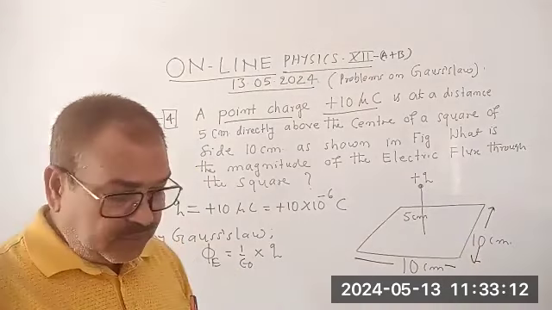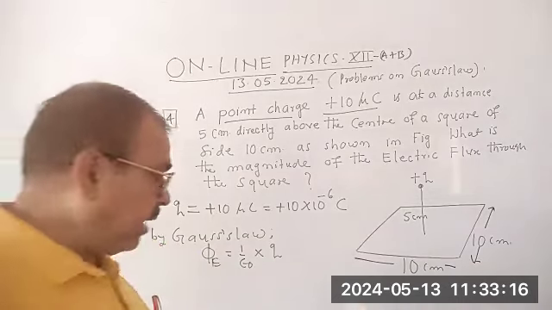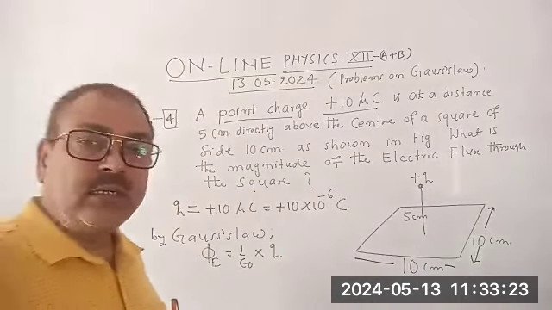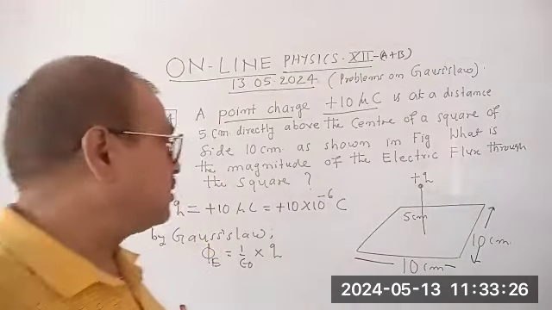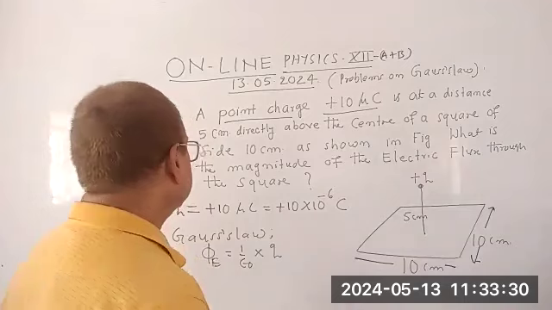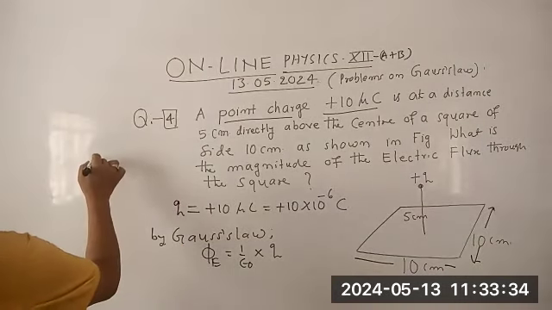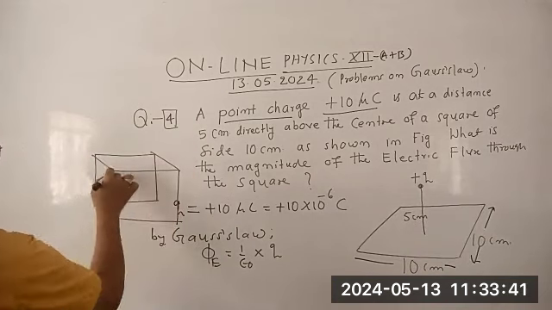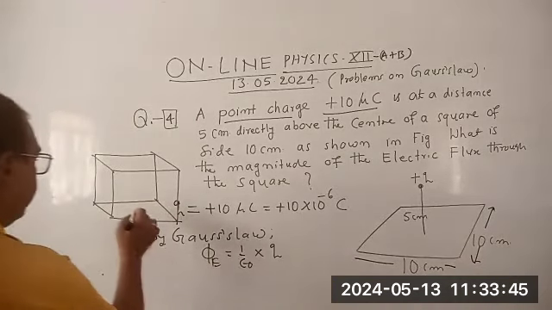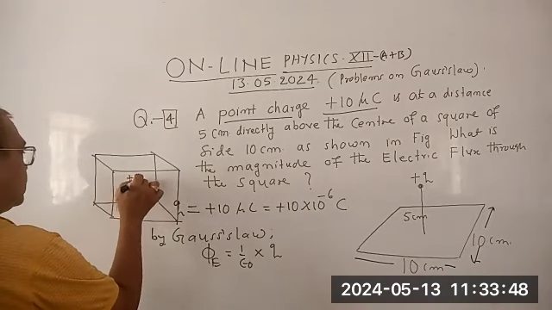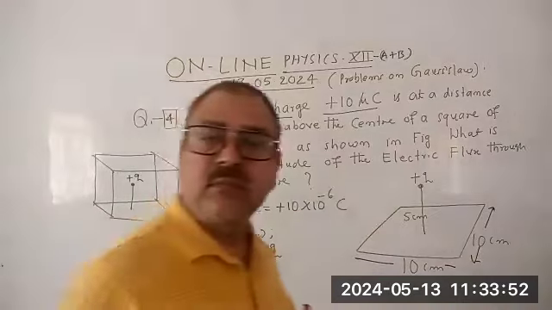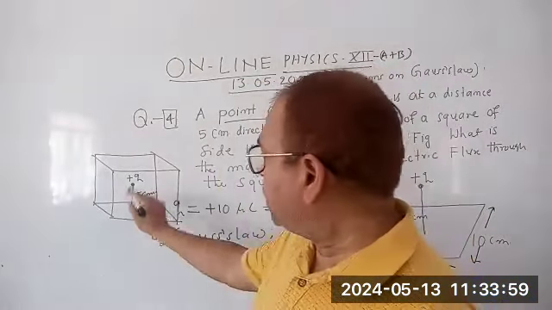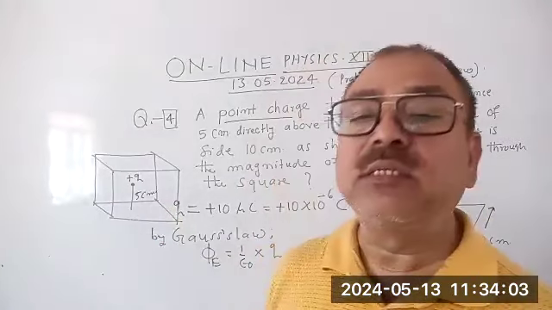The flux is given by 1 upon epsilon times the charge. But how to write this flux? The square is one face of a cube. So draw the cube anywhere. The charge Q is considered here, 5 cm is given. And inside the cube, the charge is enclosed.